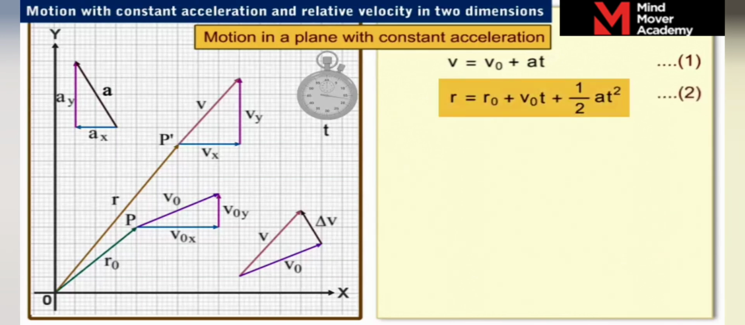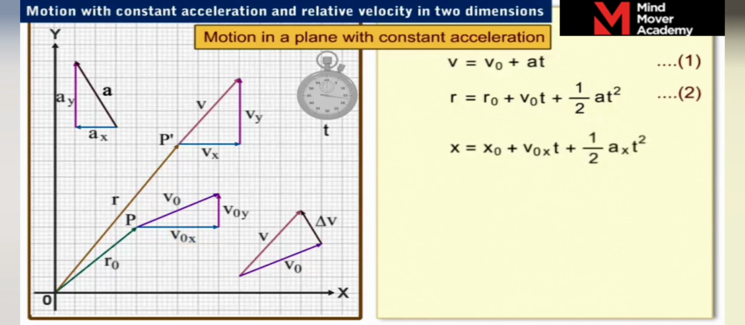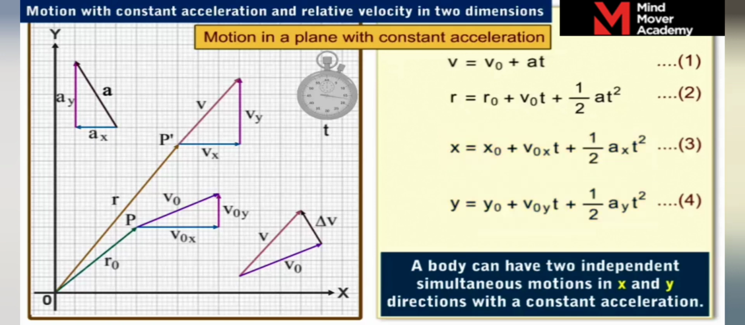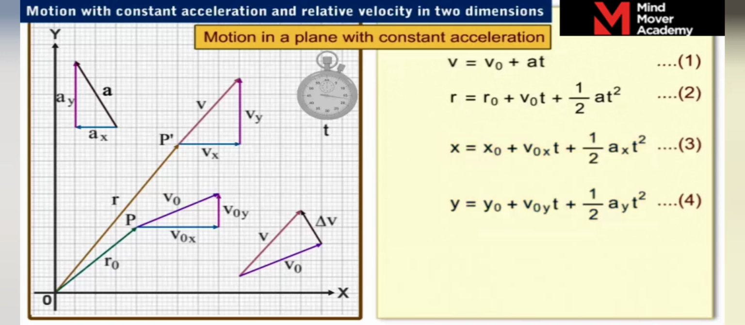Equation 2 can be written using its components as x is equal to x0 plus v0x into t plus half axt square and y is equal to y0 plus v0y into t plus half ayt square. Let this be equation 3 and 4. These equations imply that a body can have two independent simultaneous motions in x and y directions with constant acceleration. Similar equation can be written for three-dimensional motion also.